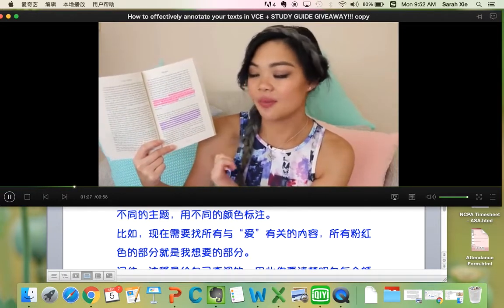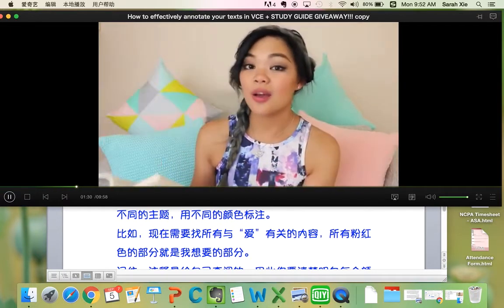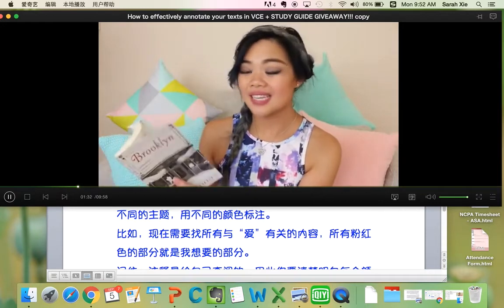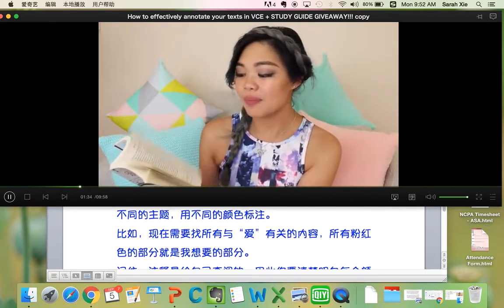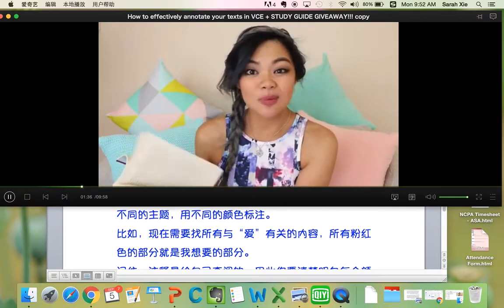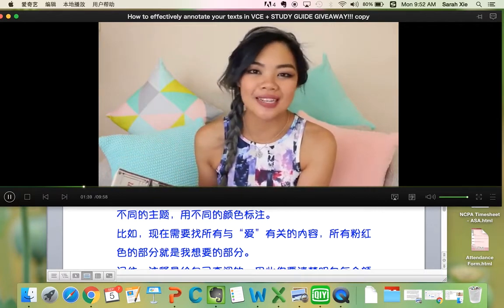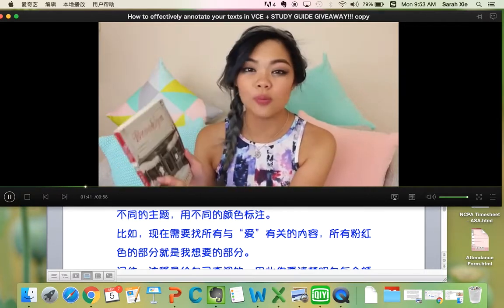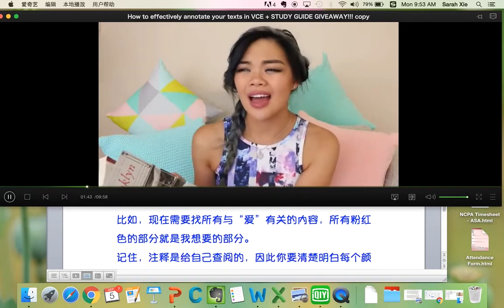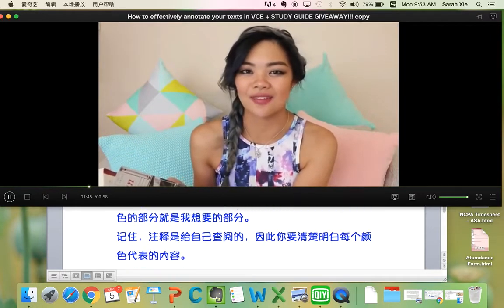That's really handy for me because when I'm coming back to the text, I want to find a theme about love. And then basically I'll flick through the book and only pinpoint the pink highlighters, and that's pretty much it. It makes it so much easier than having a whole book just filled with pink, because how are you really going to differentiate anything from each other?